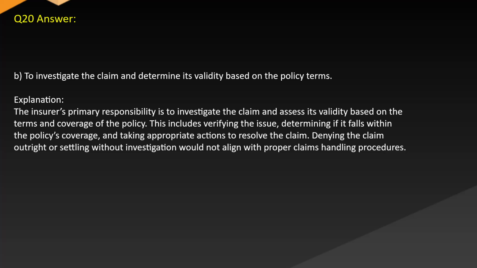Answer: B. To investigate the claim and determine its validity based on the policy terms. Explanation: the insurer's primary responsibility is to investigate the claim and assess its validity based on the terms and coverage of the policy. This includes verifying the issue, determining if it falls within the policy's coverage, and taking appropriate actions to resolve the claim. Denying the claim outright or settling without investigation would not align with proper claims handling procedures.